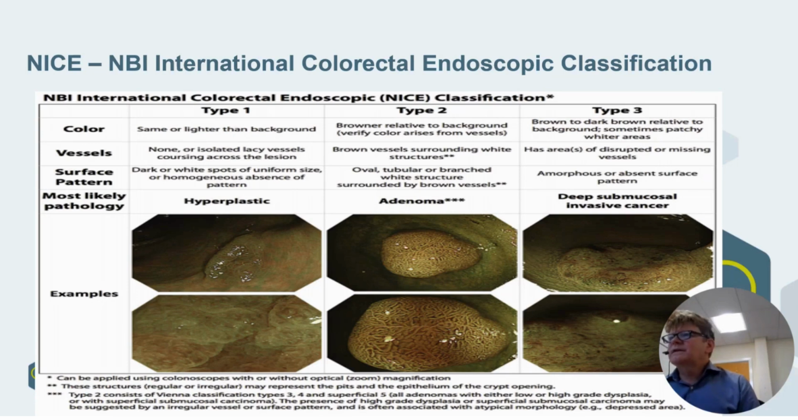In a type 2 vascular pattern, there are lots more blood vessels around. These are regularly organized around these white structures here, and may be oval, tubular or branched. And typically, this is darker than the surrounding mucosa. You can see this is much browner than the adjacent mucosa here. And in type 3, the pattern is broken down completely, but there is intense vascularity, but those vessels are disrupted, maybe missing, maybe larger, and this is typical of a cancer.